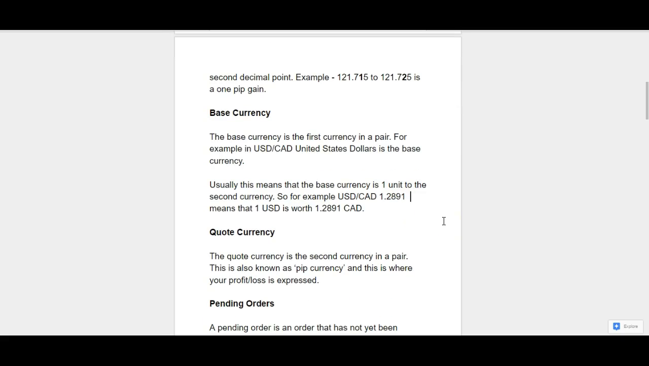Base currency. So your base currency is the first currency in a pair. So for example, in USD/CAD, USD is the base currency, and USD obviously is the short code for United States dollars. Usually this means that the base currency is 1 unit to the second currency. So for example, in USD/CAD 1.2891, that means that $1 because that's the base currency, is worth 1.2891 Canadian dollars.